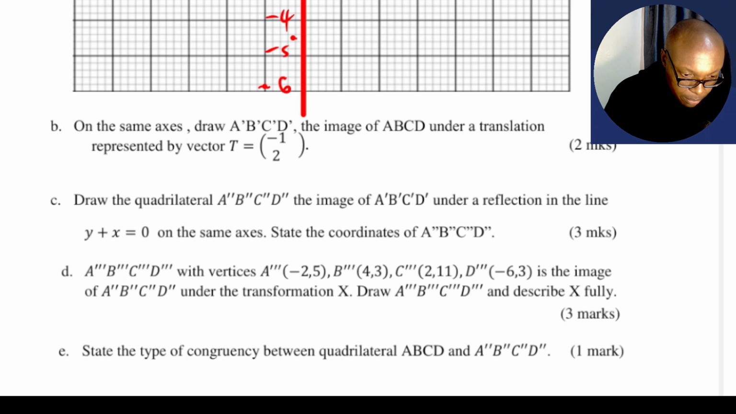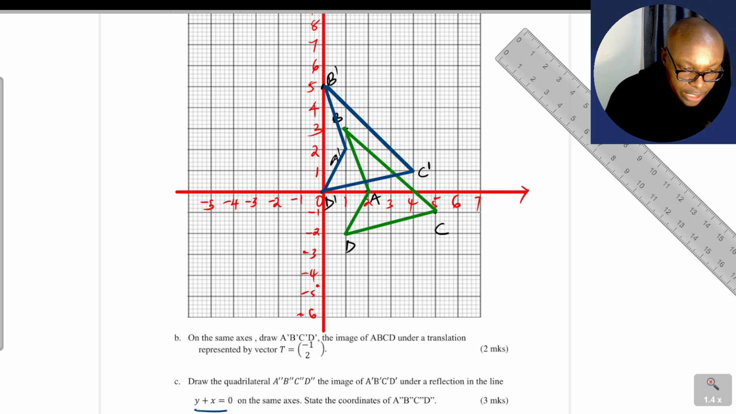You've given the coordinates. Part C, draw the quadrilateral A2, B2, C2, D2, the image of A1, B1, C1, D1 under a reflection in the line y plus x equals 0. Now we're supposed to take that image, whatever we have already drawn, and we reflect that under this line, y plus x equals 0. You can write the equation of this reflection line as y is equals to -x, the same.